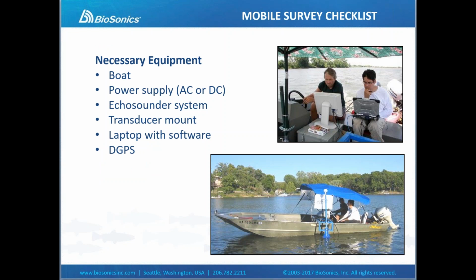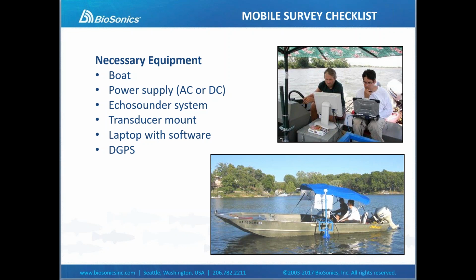If we look at a checklist of the items that we're going to need in order to conduct a mobile survey for hydroacoustics, obviously we need some type of a boat. We can literally run the MX system from virtually any boat, from a kayak or a very small boat up to a full research ship. So we need a boat of some type, and that boat will need a power supply on board. This can be as simple as a deep cycle lead-acid battery up to the ship's onboard power system. MX will accept either AC or DC input across a range of voltages.